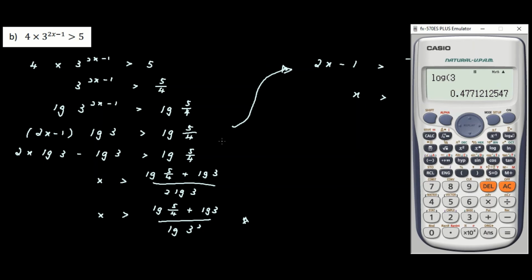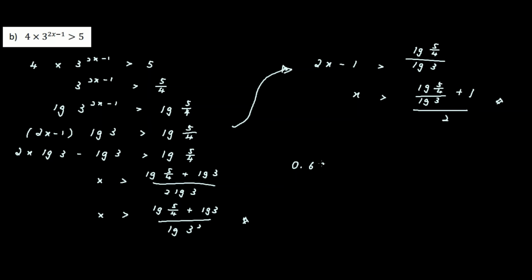Alright, so after you get the answer, then you can try to substitute inside the calculator and see whether you get the answer or not. Maybe let me just check the answer out for this question. So log 5 over 4, so I press this, plus log 3, and then divide by log 3 to the power 2. Okay, so I'll be able to get 0.6016. So it will be x greater than.